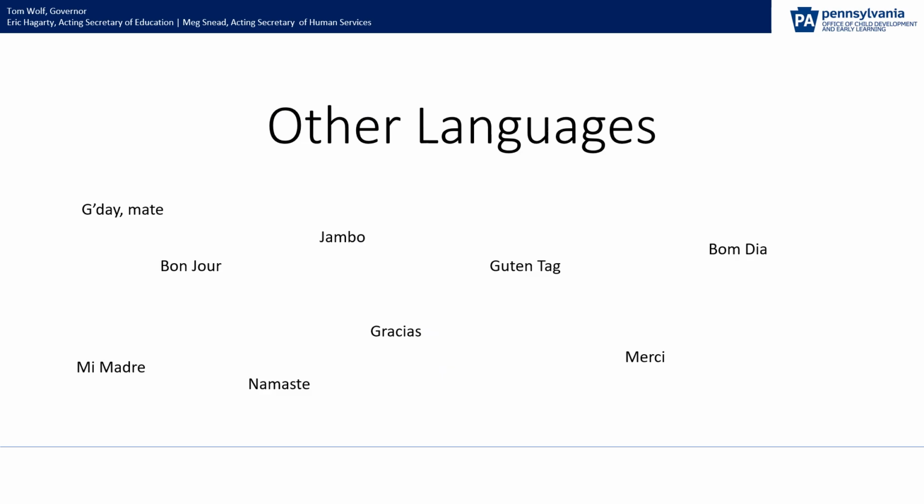Sharing other languages. Label materials, storage containers, and items in the classroom in other languages, especially if you have a classroom that speaks more than one language. Have a hello board in multiple languages where you say things like bonjour, which is good day in French, or jambo, which means hello in Swahili. Guten Tag means good day in German. Gracias means thank you in Spanish, but merci means thank you in French. Namaste is hello in Hindi, mi madre means my mother, and good day mate in Australia. So even those that might speak English may say things differently, and you can include all of that on your other language board.